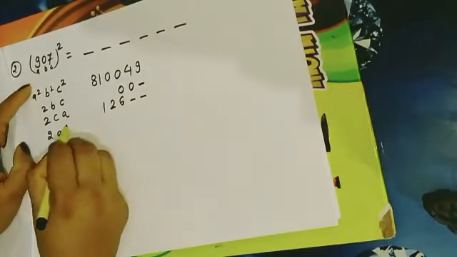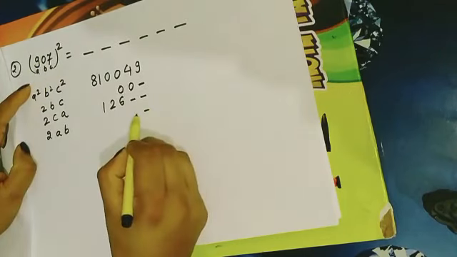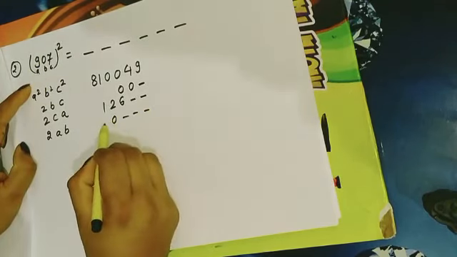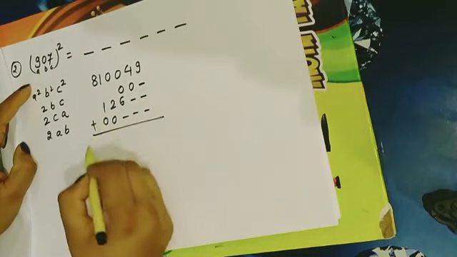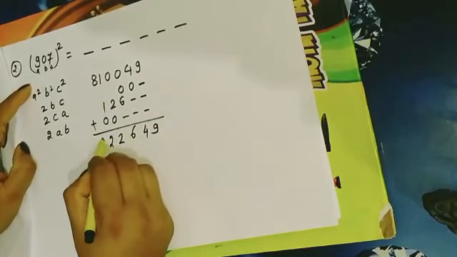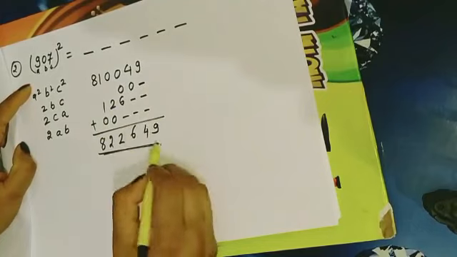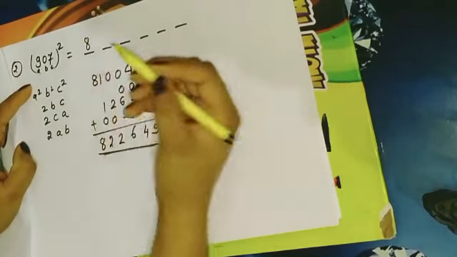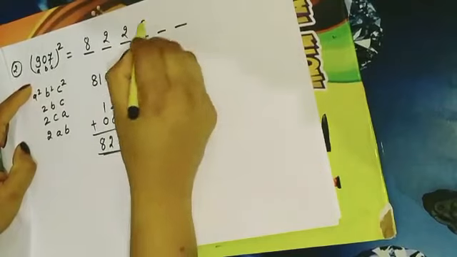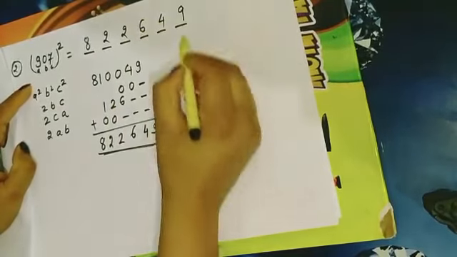Next is 2AB. 2 times 9 is 18, and 18 multiplied with 0 is 0. So I am creating 1 2 3 spaces and I am writing here 0 0. Simply we need to add this. This is 9, 4, 6, 2, 2, 8. This is our answer, so our answer is 8,22,649.